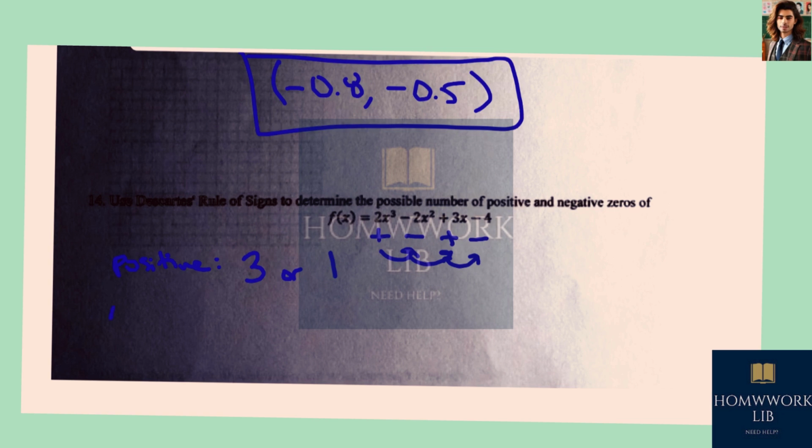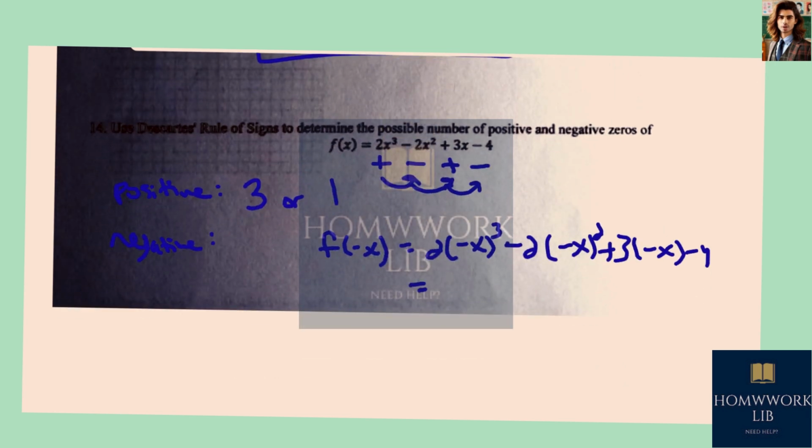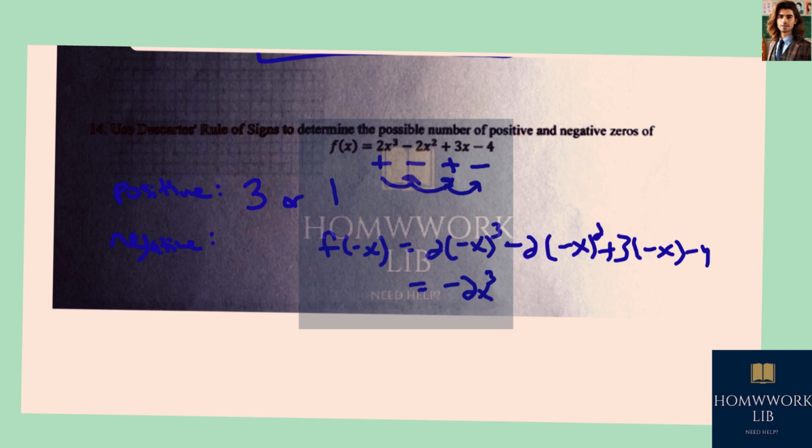For negative, we have to find f of negative x and then analyze those signs. So that'd be 2 times negative x cubed minus 2 times negative x squared plus 3 times negative x minus 4. Negative x cubed is still negative, so it'd be negative 2x cubed. A negative x squared is positive, so that's not going to change that sign. And then plus 3 times negative x would be the same as minus 3x. And so we're starting with negative, and we're not changing at all. Every term is negative. So that tells us that it's not possible to have a negative zero with this function.